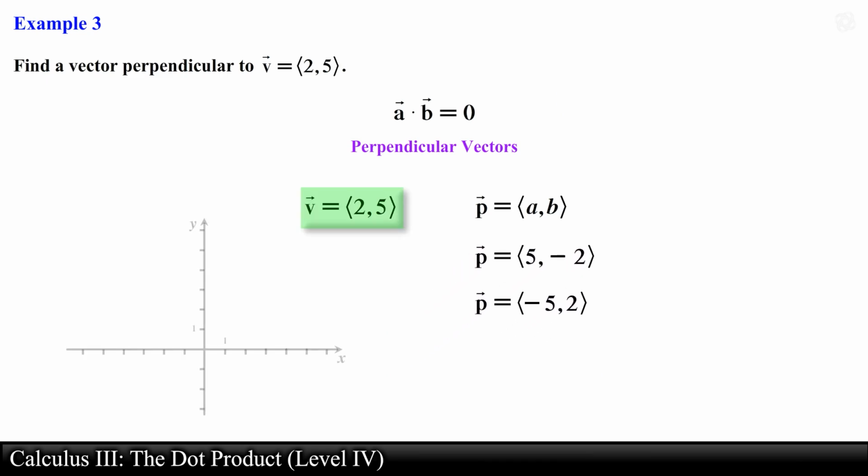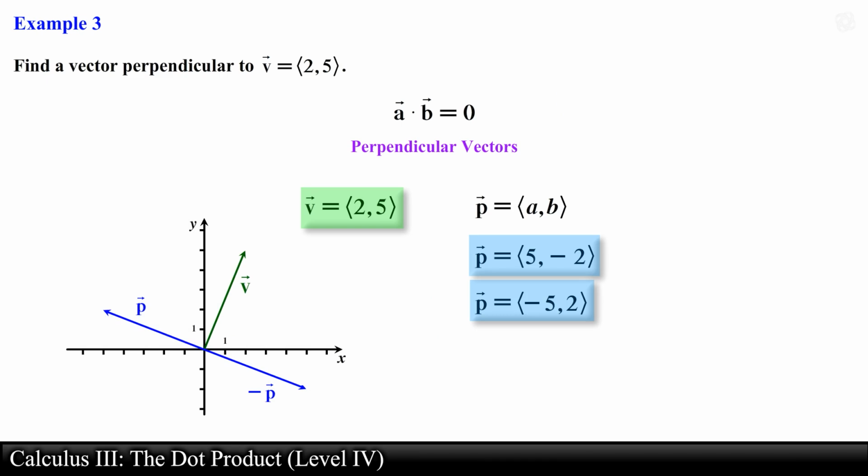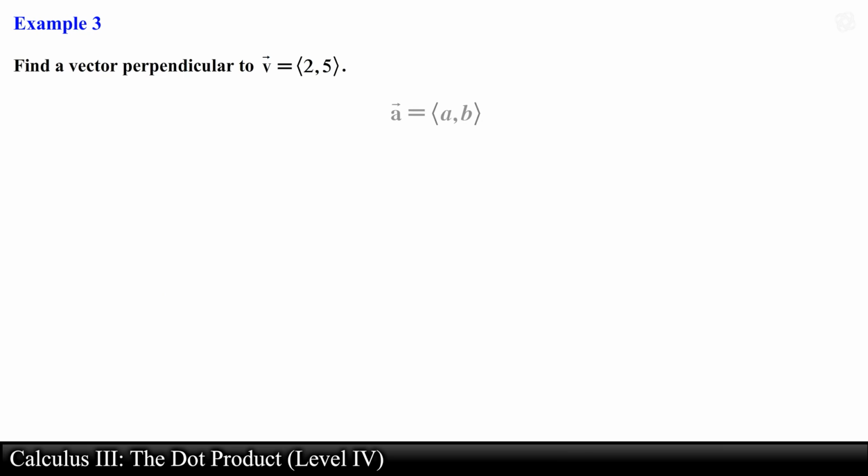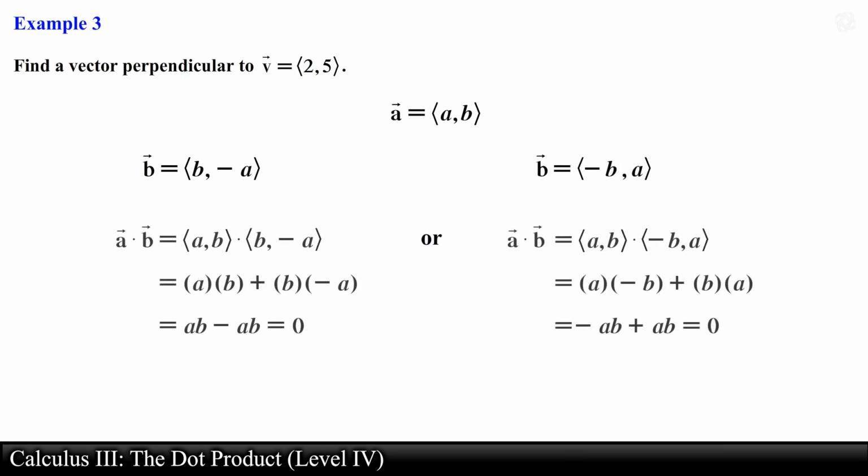So a vector that is perpendicular to vector v would be the vector with components 5, -2, or -5 and 2. In general, if you have a planar vector with components a and b, the vector with components b, -a, or -b and a will be orthogonal to the first vector. Let's try a slightly more challenging problem.